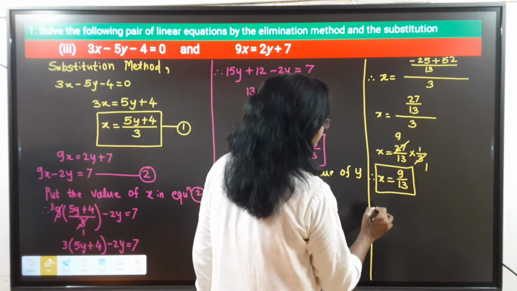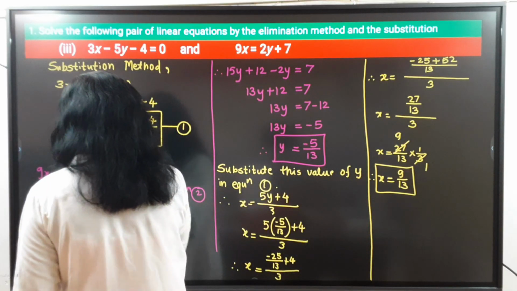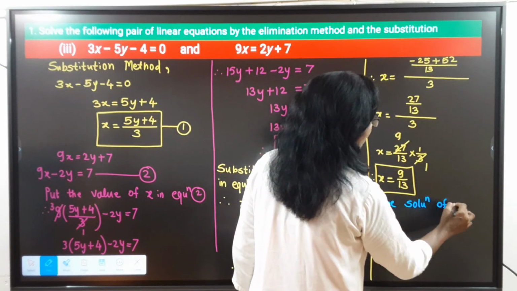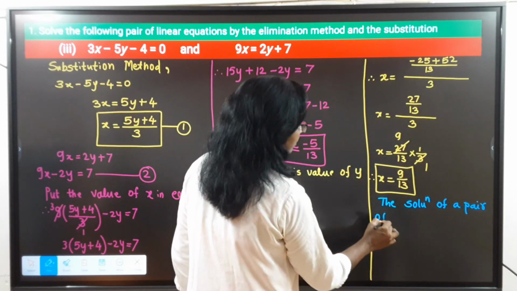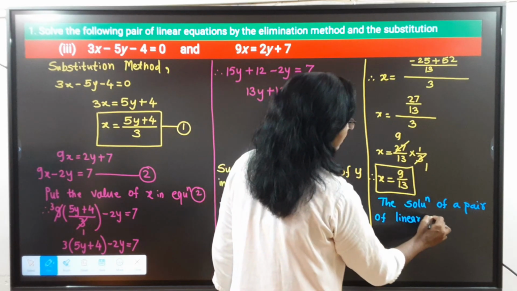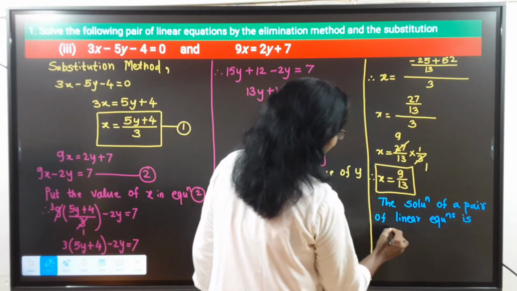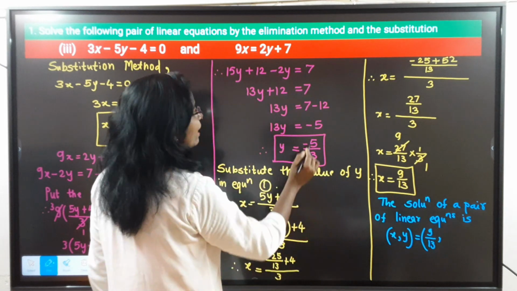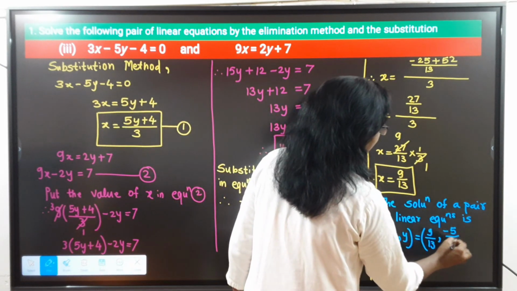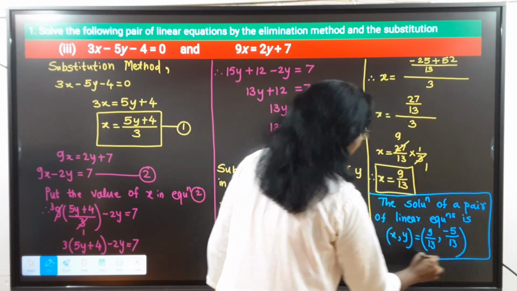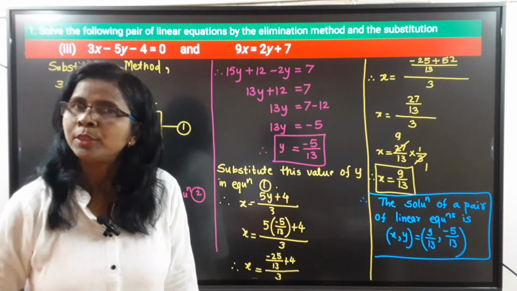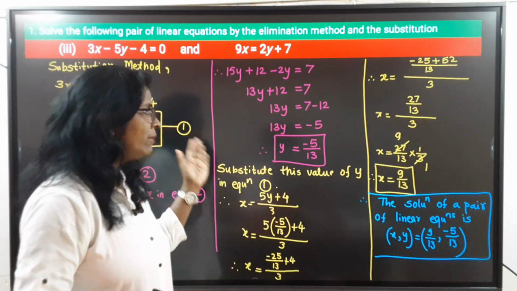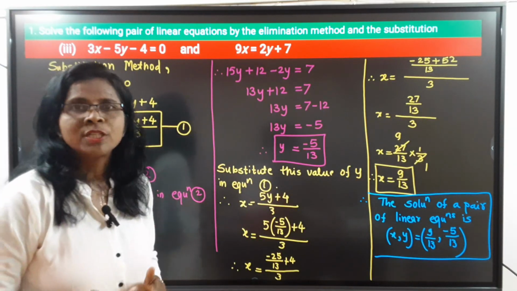So finally we say that the solution of a pair of linear equations is (x, y) is equal to (9 upon 13, minus 5 upon 13). Now if you observe carefully, by the elimination method and by the substitution method, the solution will be the same. So that's why by a different way you can verify whether our solutions are right or not.